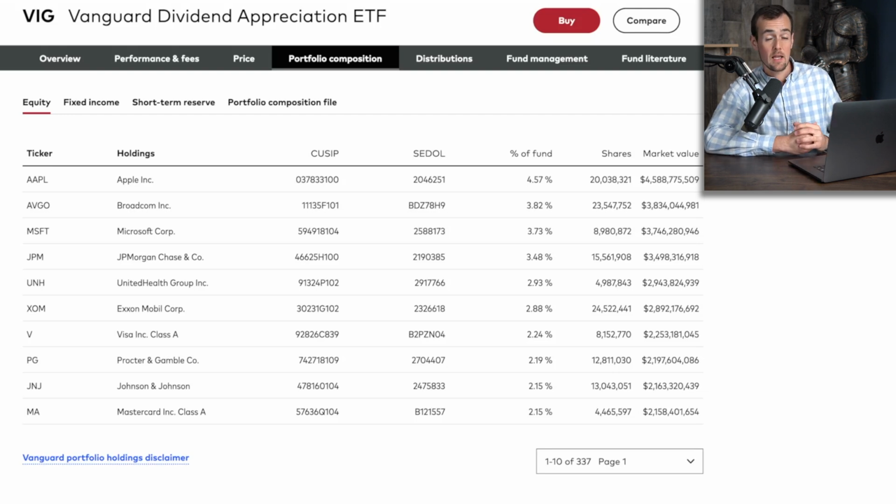So some of the big tech names like Amazon, for example, are not listed here, and that's because those companies don't pay dividends. So you do still have a lot of concentration into some big tech names here, but it's specifically those who pay dividends and the ones that have grown that dividend every year for at least the last 10 years.